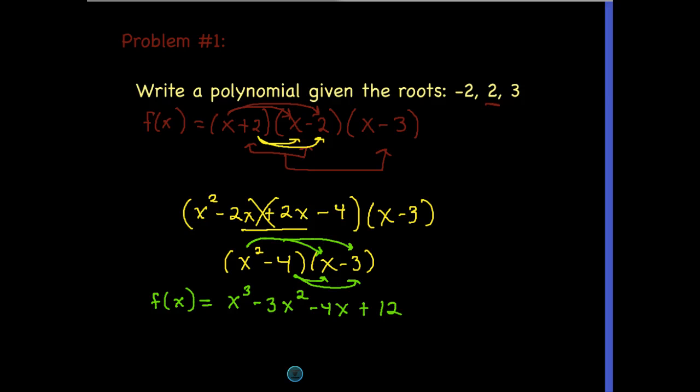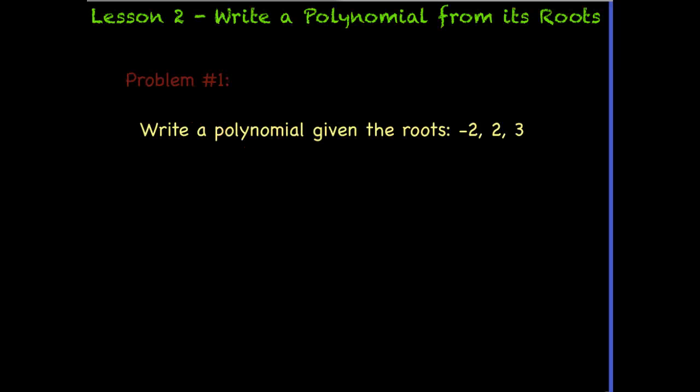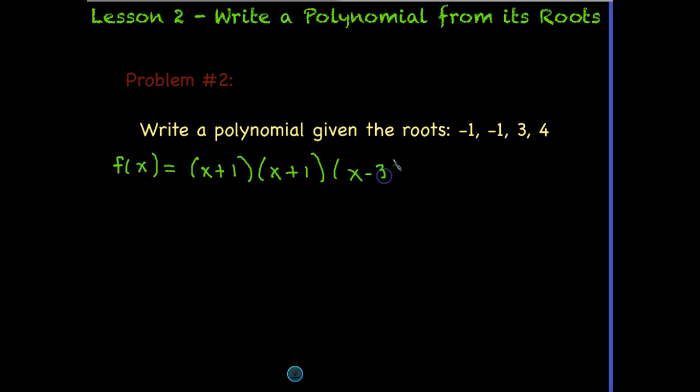All right, let's try another example. So again, given these roots, now we have some different roots, we can write a polynomial function. So starting off, we would write our factors. And remember, it's always going to be opposite. So we have x plus 1, and we have another x plus 1. We have two of the same. Then we have x minus 3, and we have x minus 4.